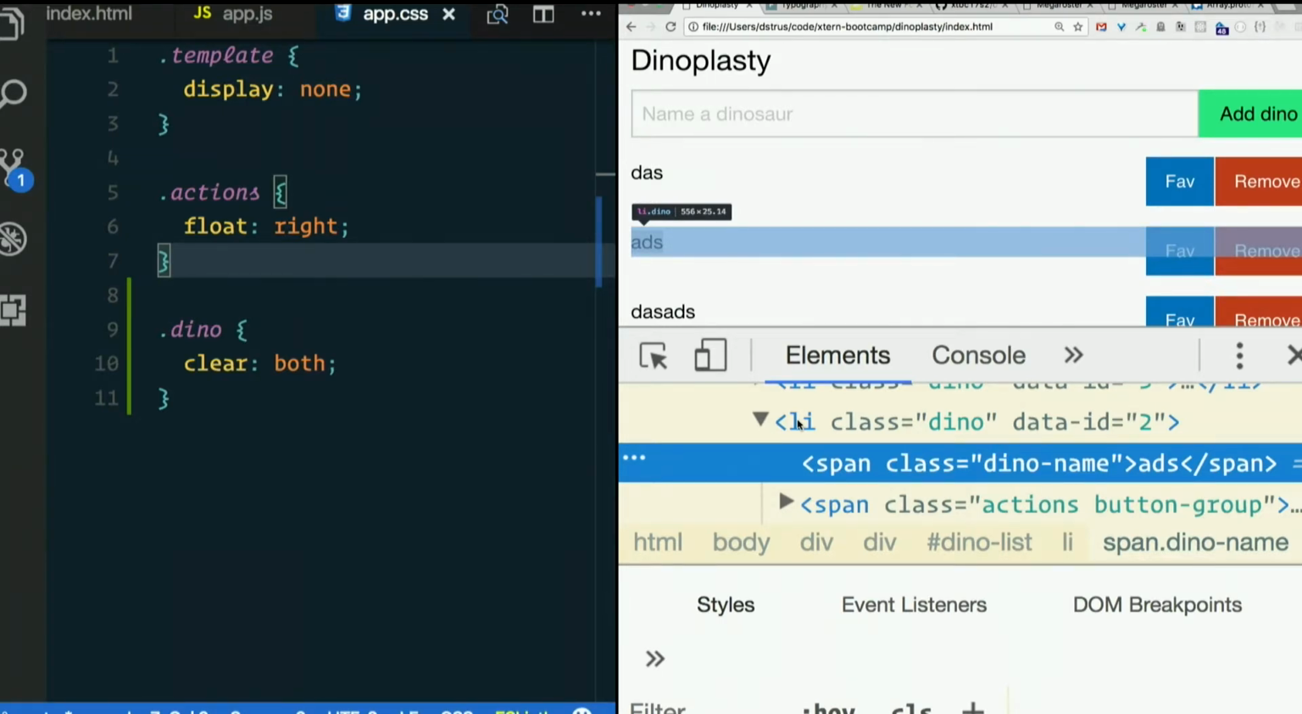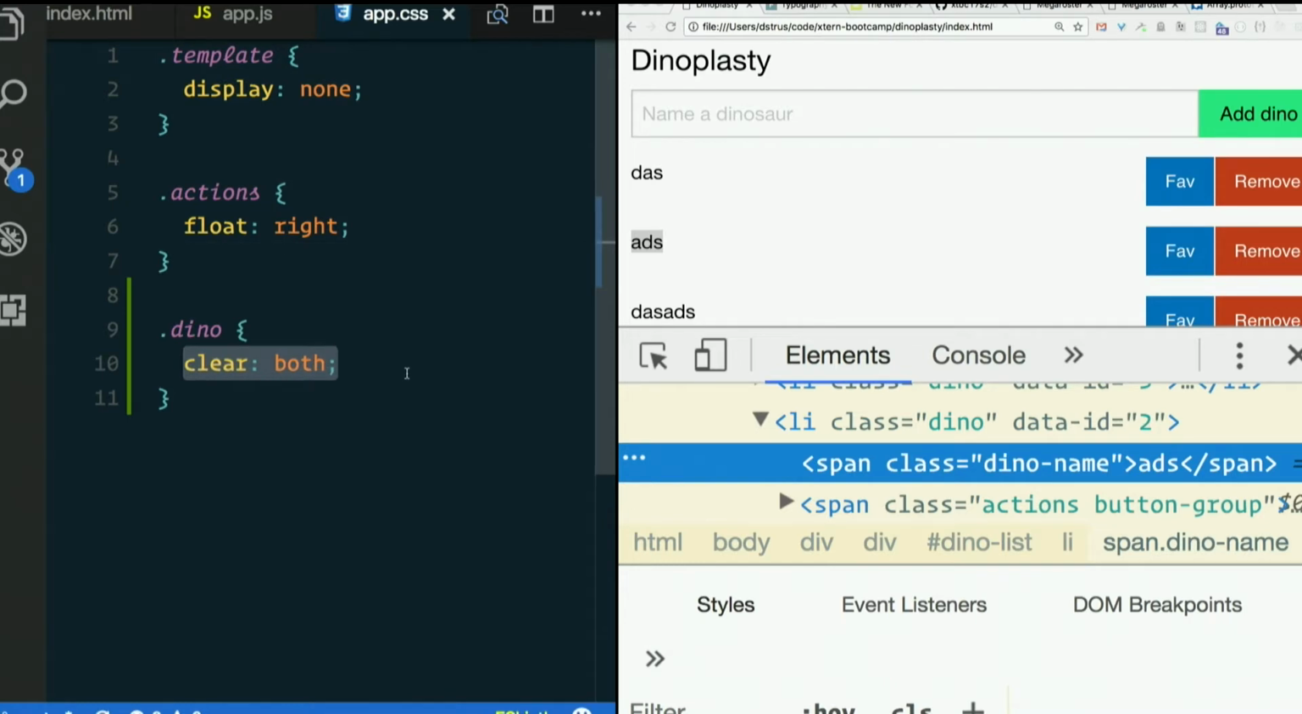So the thing underneath it is just going to go, you know, right under where this LI actually ends, which makes, when we float the next thing right, slam up against the one from above. This clear both rule basically clears out the floats and makes it start the next LI all the way underneath. It's weird, takes some practice, but for right now, that'll do. They're not slamming up against each other anymore. So I'm happy.